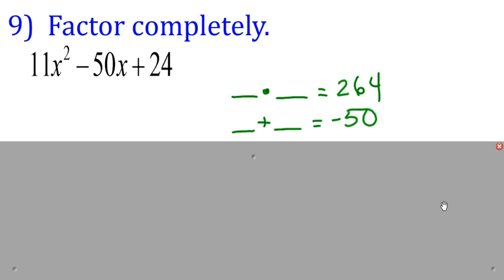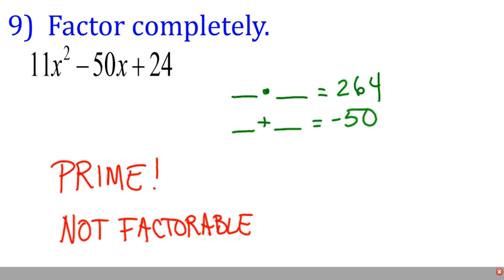So if I'm looking at my multiplication table and I find 264, I'm finding things that add up to like 34, but I can't get anything to get me close to a negative 50. Well, if I can't find a number pair that will meet both requirements for the product and the sum, this is what we call prime, not factorable.